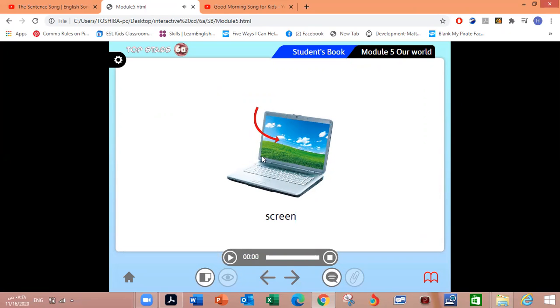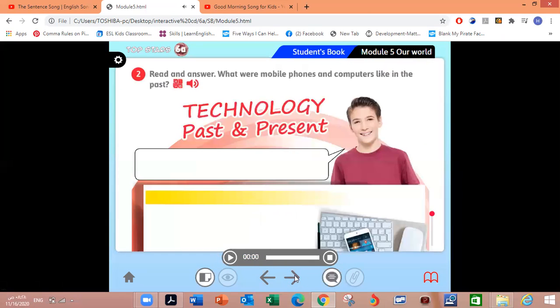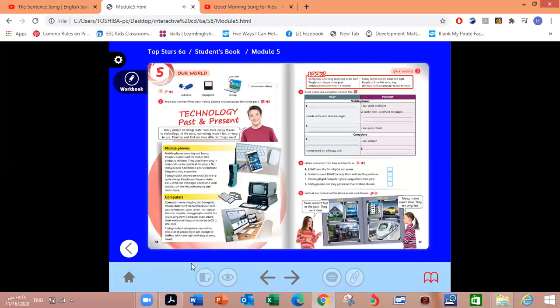Screen. This is screen. This part, we call it screen. But this device, we call it laptop. Yeah, as you see here, laptop. Now, let's go to the workbook.